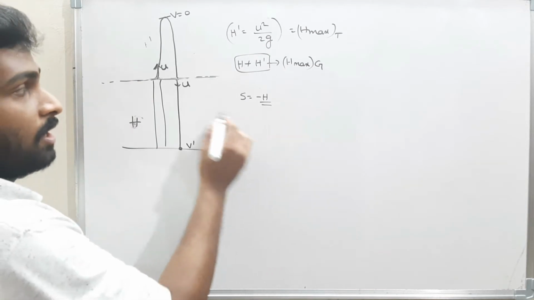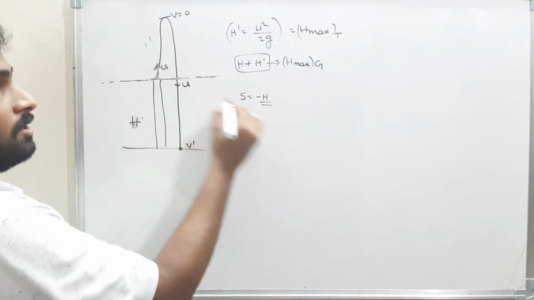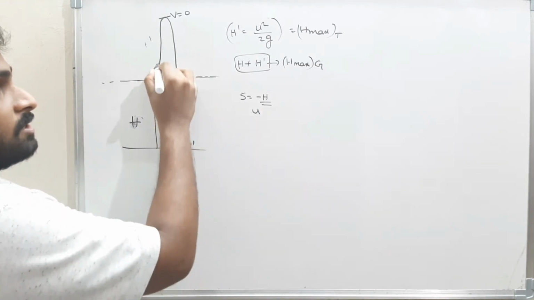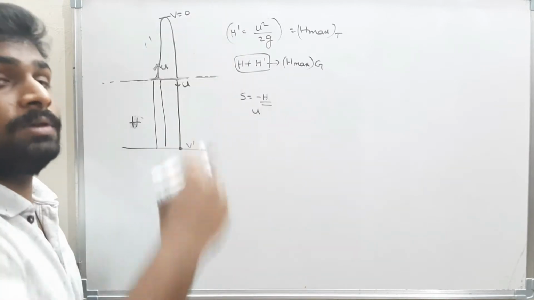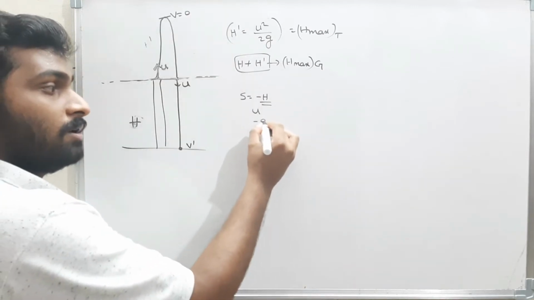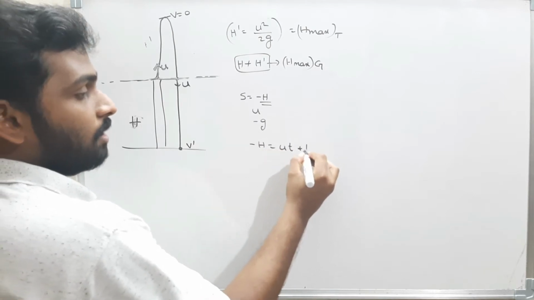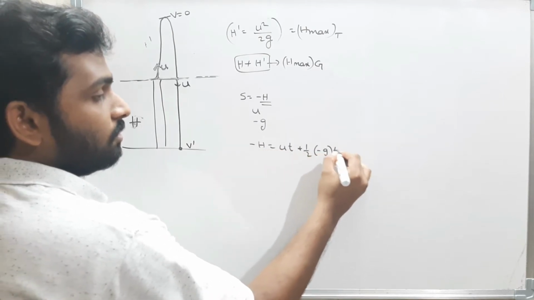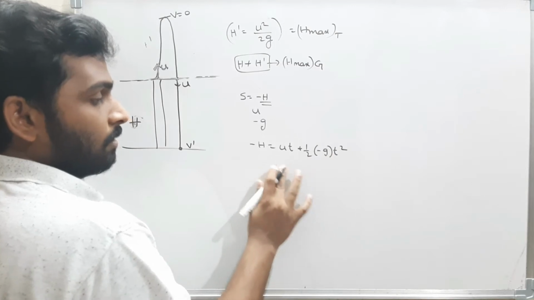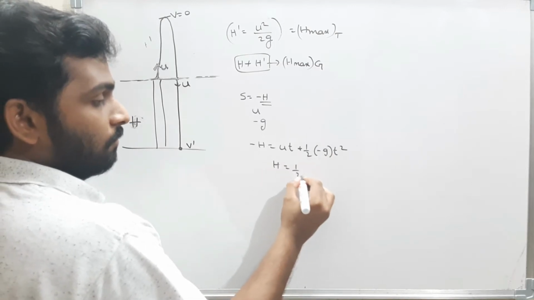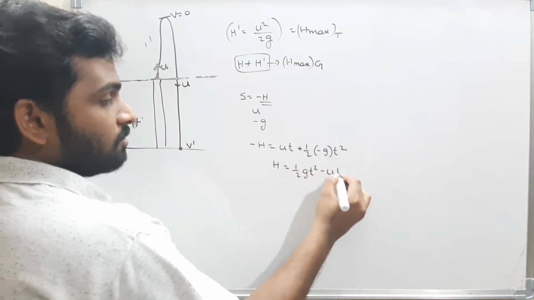Therefore minus h. What is the initial velocity? The initial velocity is u. And what is the initial acceleration? Now the body is going up, therefore the acceleration is minus g. Therefore minus h is equal to ut plus half into minus g into t square. Therefore h is equal to half g t square minus ut.